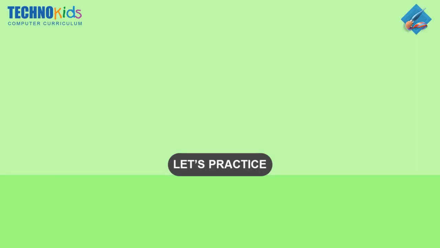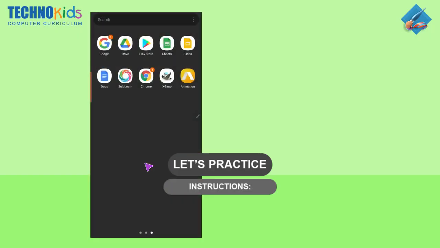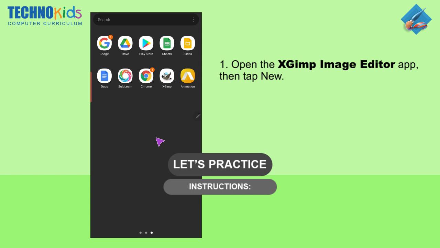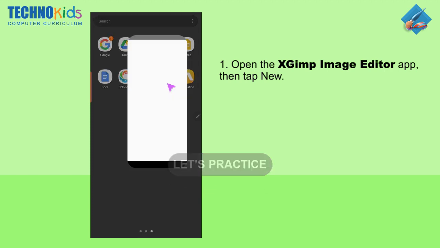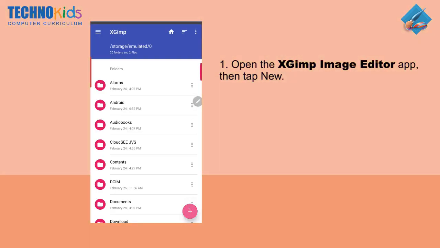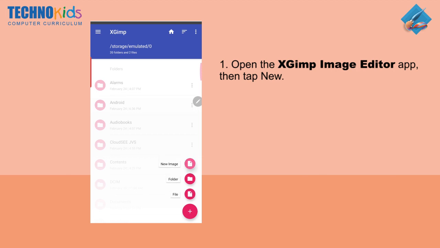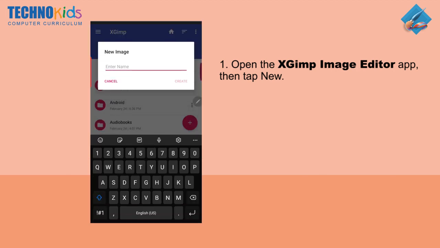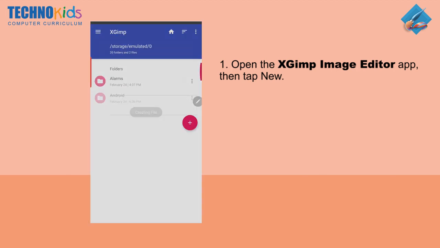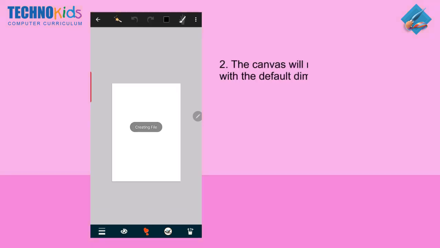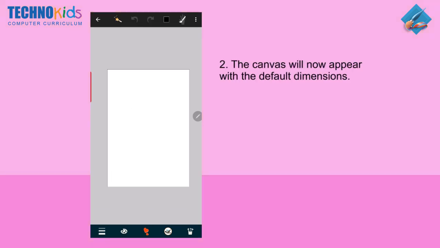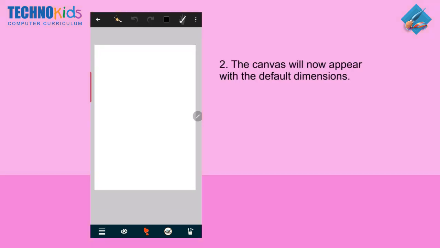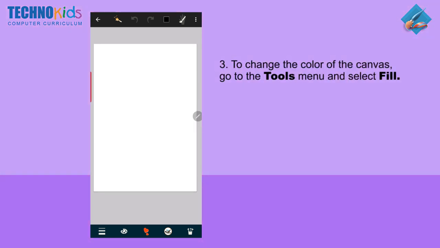Let's practice. Instructions. Number 1. Open the XGimp image editor app. Then, tap New. Number 2. The canvas will now appear with the default dimensions. Number 3. To change the color of the canvas, go to the Tools menu and select Fill.